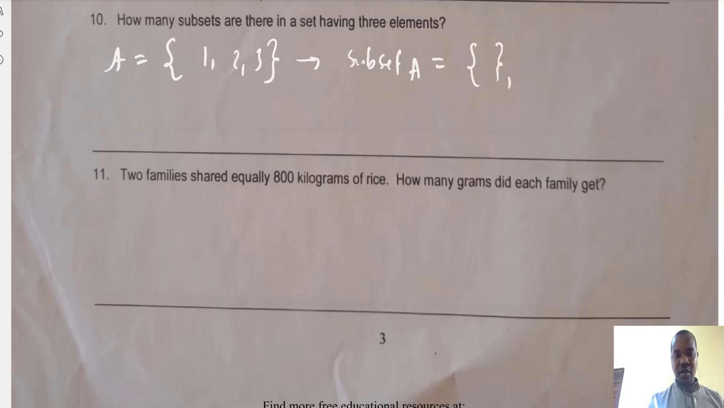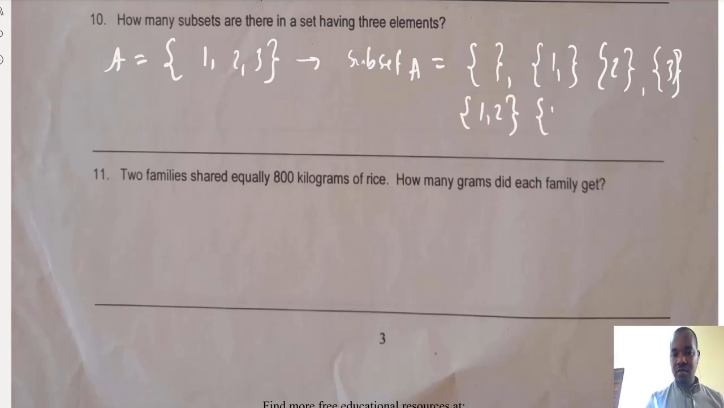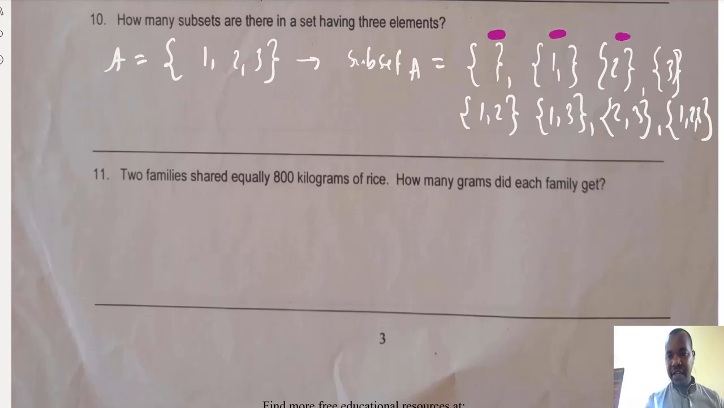the empty set is one of them. Then 1, 2, 3. Then you have 1, 2, 1, 3. Then you have 2, 3. Then you have 1, 2, 3. So you see, the total number of subsets, you have 1, 2, 3, 4, 5, 6, 7, 8, which is 2 power 3.